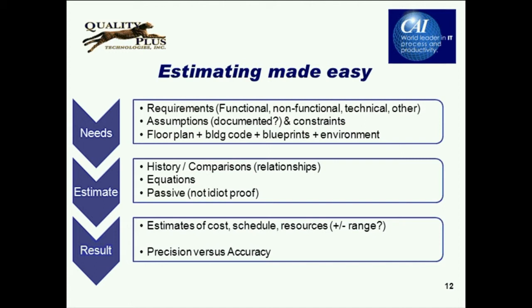We need to have something in place as a sketchy floor plan at least. We need a floor plan, a building code, we need blueprints, we need to know the environment. And from that, we can then compare what we've got, what we need to have done, through equations, through history, through comparisons, through relationships. We can do things such as cost per square foot, to give you an example of how much a building should cost.